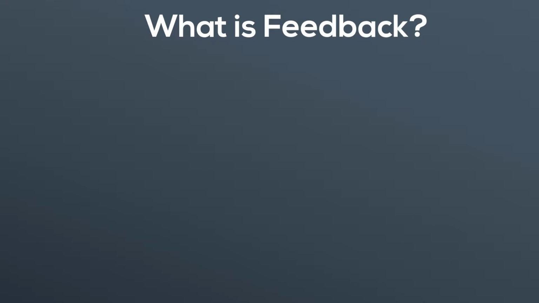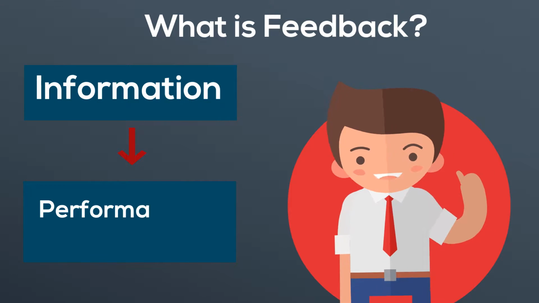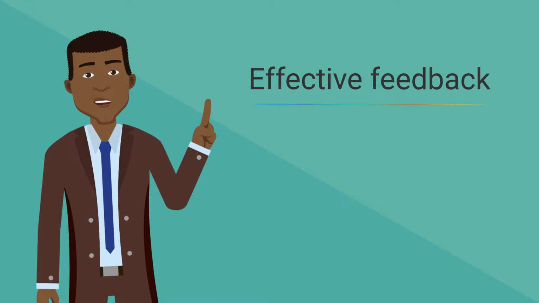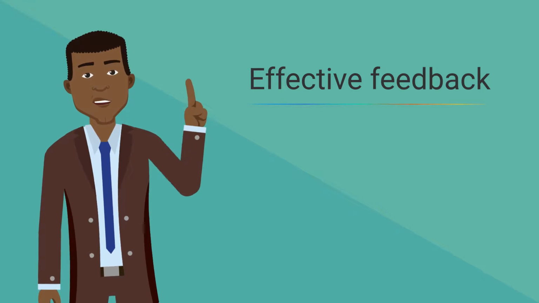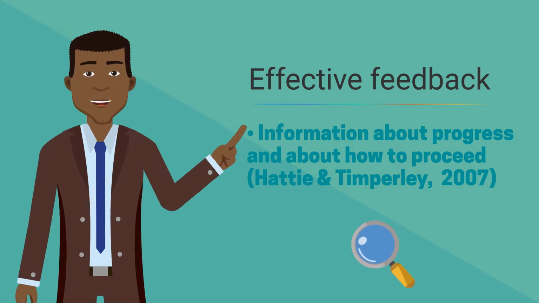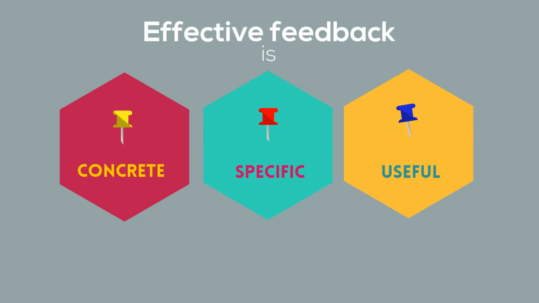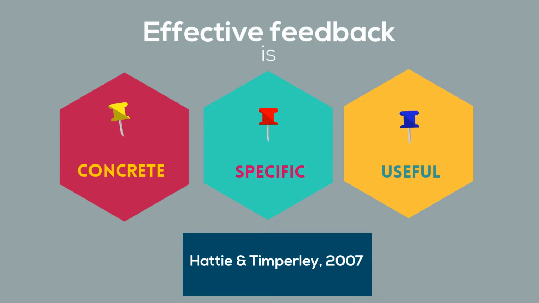What is feedback? It is the information provided by an agent regarding aspects of one's performance or understanding. What do we understand as effective feedback? First of all, feedback is effective when it consists of information about someone's progress and about how to proceed. Furthermore, effective feedback is concrete, specific, and useful. Additionally, it is more effective when it provides information on correct rather than incorrect responses.